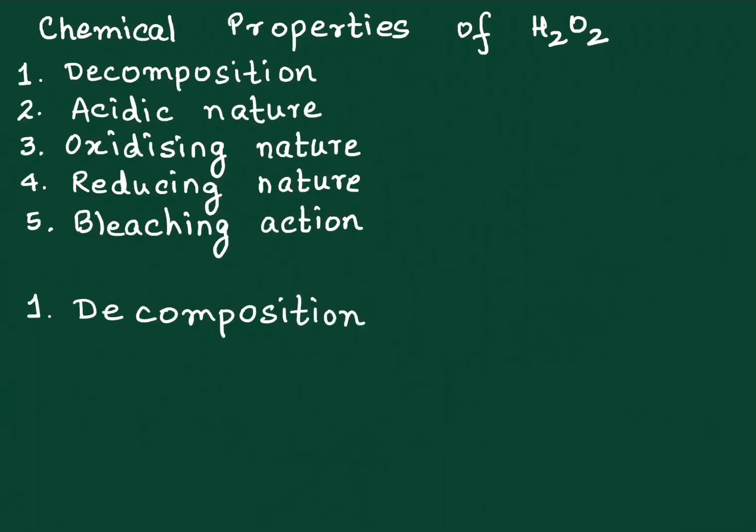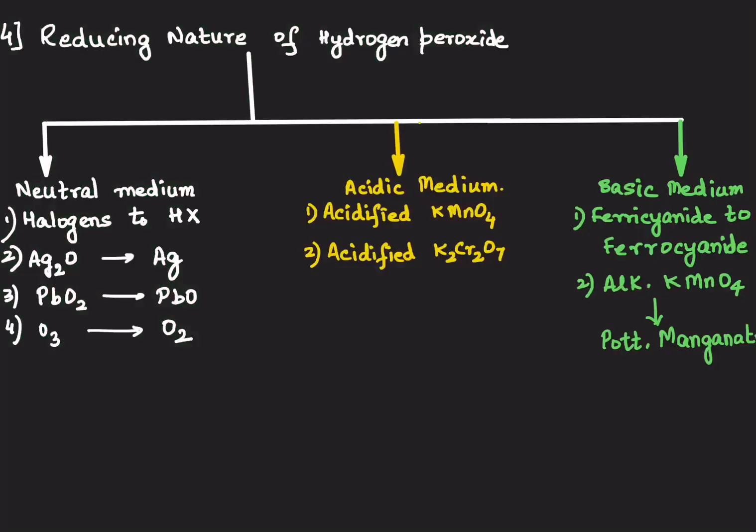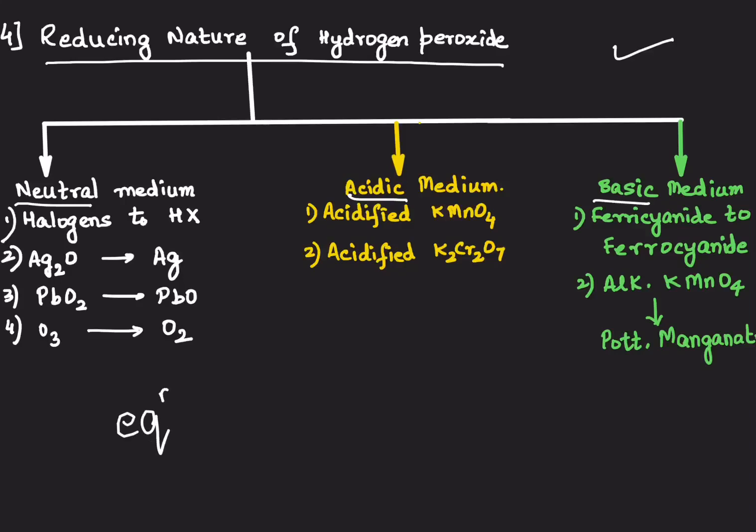In our previous videos, we've already dealt with the chemical properties of hydrogen peroxide, that is decomposition, acidic nature, oxidizing nature. In this video, we'll be talking about reducing nature and the bleaching action of hydrogen peroxide. To simplify things for you, we've formulated a chart. This flowchart depicts the reducing nature of hydrogen peroxide in 3 different media: neutral, acidic and basic medium. Don't worry, we are going to write the equations for each one of them and you will find them very easy to write as well as remember for future reference.